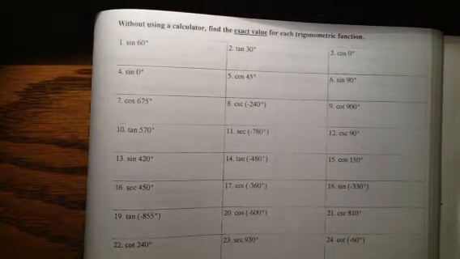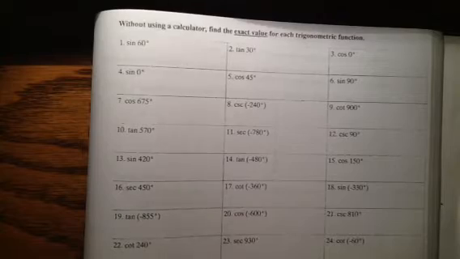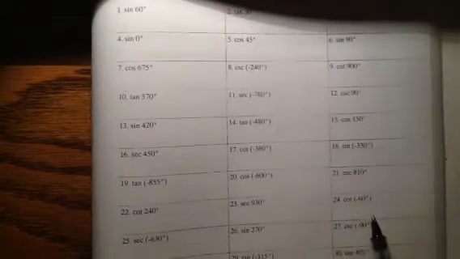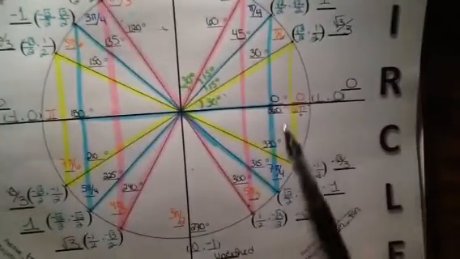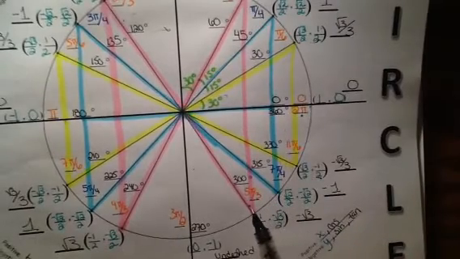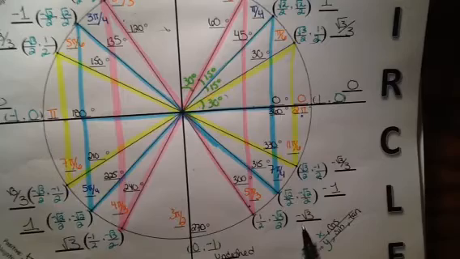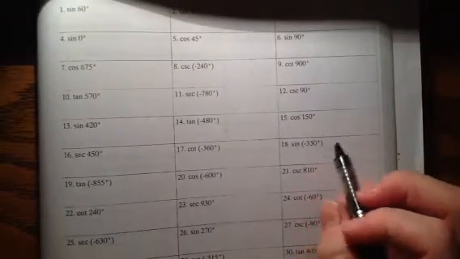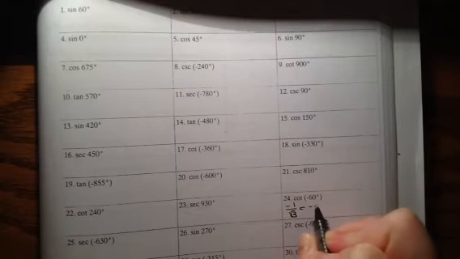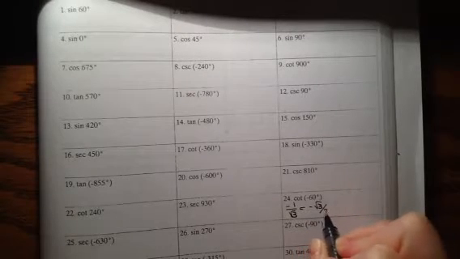So let's see, we're going to do 24 and then we're going to do a harder one. So 24 says cotangent of negative 60 degrees. So I'm going to go to my unit circle. I'm going to go here. And on this pink line right here, tangent is negative root 3. But cotangent's the reciprocal of that. So I'm going to do negative 1 over root 3. And then we have to rationalize it. So it's going to be negative root 3 over 3.